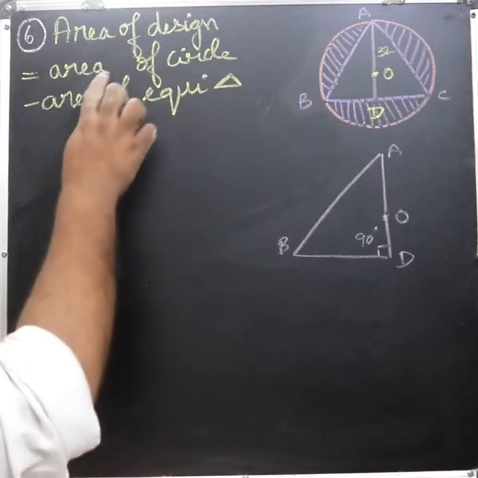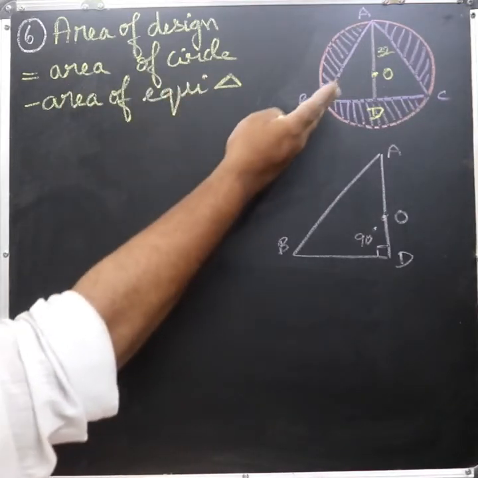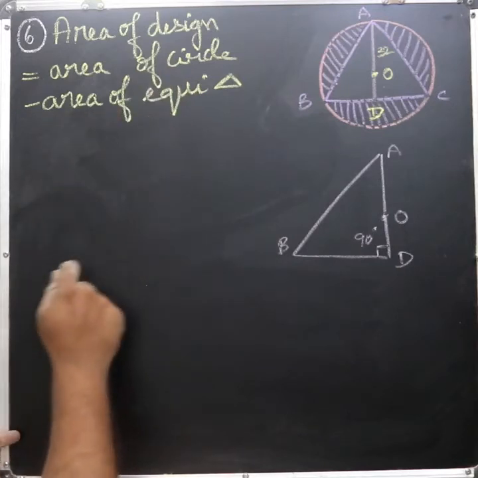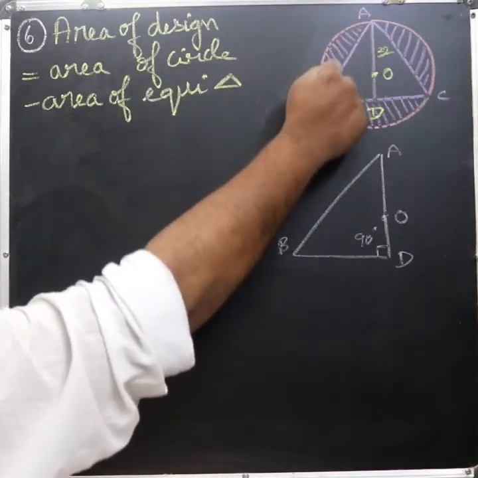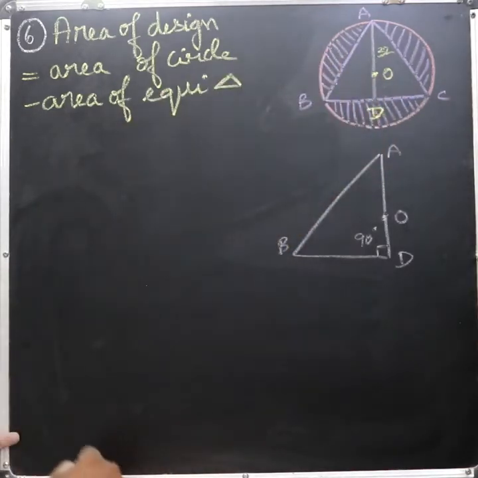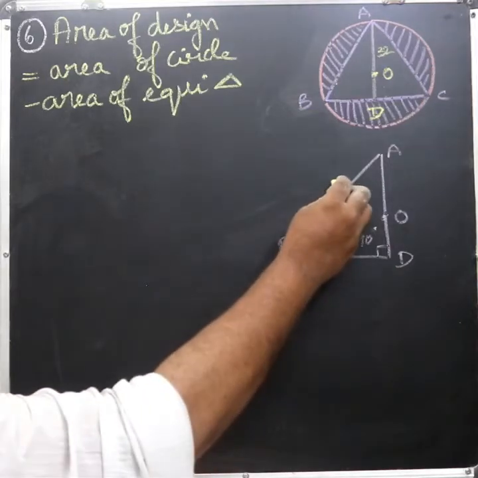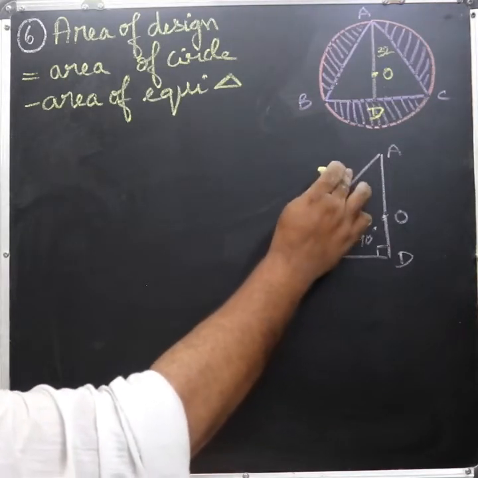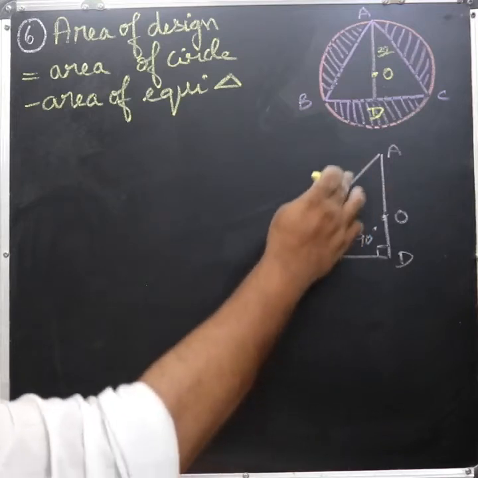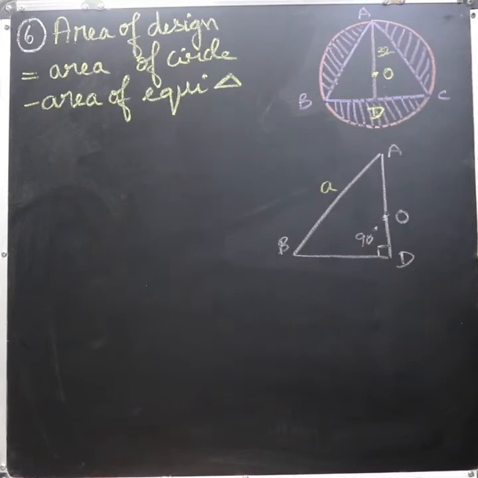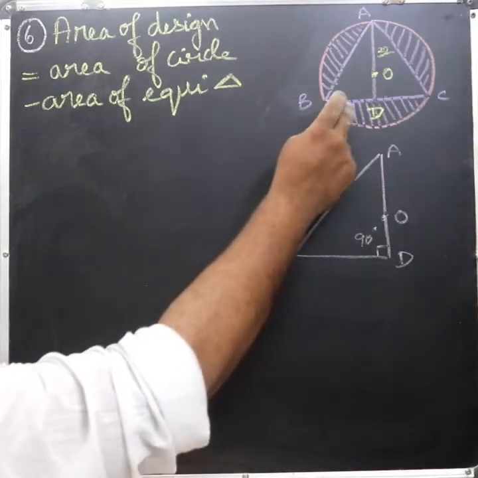So to find these two, to find the area of circle, we have the radius, so we can find it. But to find the area of equilateral triangle, we should know the measurement of the side of the equilateral triangle, which is not given. So first we are going to find the side measurement. I have drawn, this is going to be the side AB. If we can find the AB measurement, then it is easy for us to find the area of the equilateral triangle.